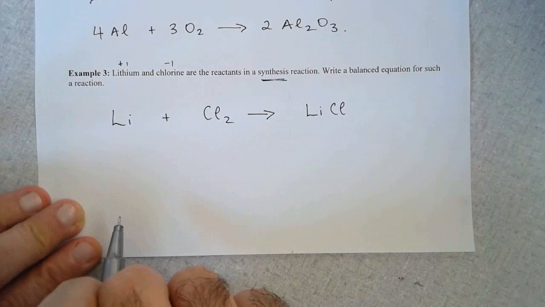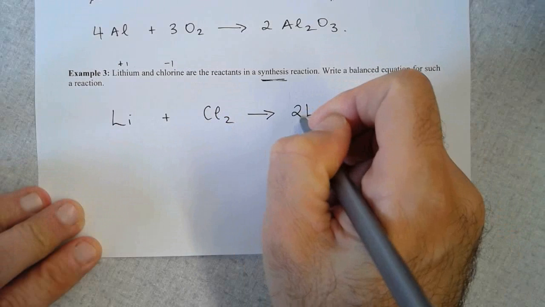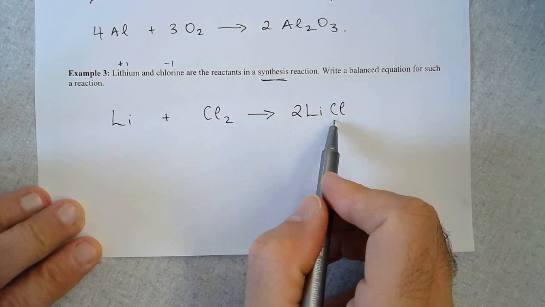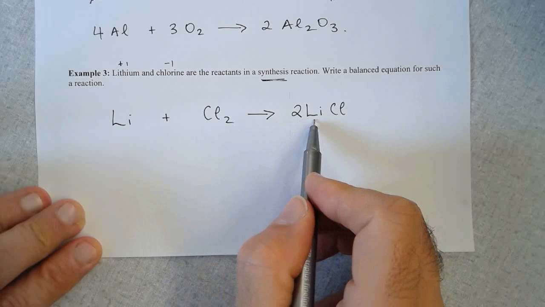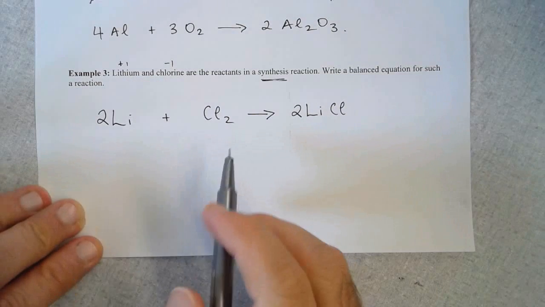And now we just have to balance our equation. We see the chlorines are not balanced, so I'm going to have to add a 2 here to balance the chlorines. And then because I now have 2 lithiums, I'm going to have to add a 2 in front there. And there you go. You have your balanced equation.